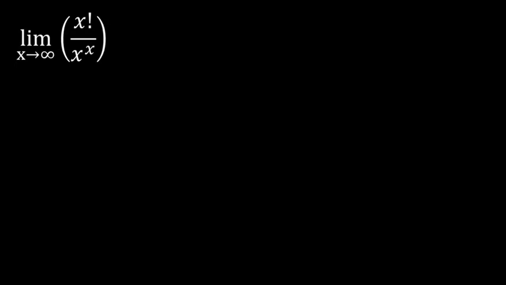Having this limit, the limit as x tends to infinity of x factorial all over x to the power x. How are we going to solve it? If you move by direct substitution of infinity, you are going to have infinity all over infinity, and this is undefined.